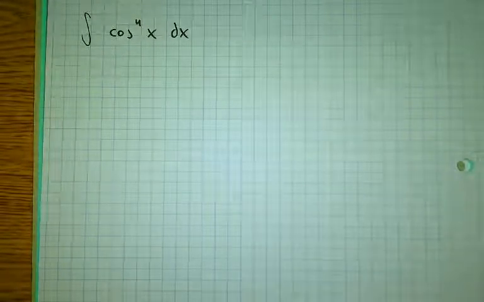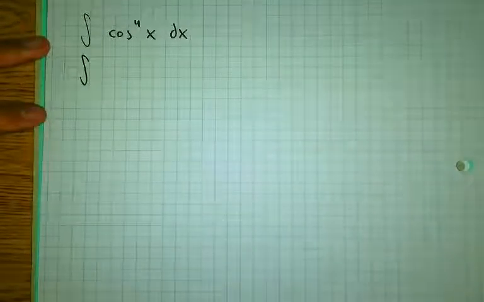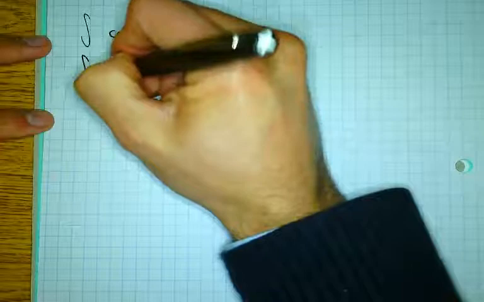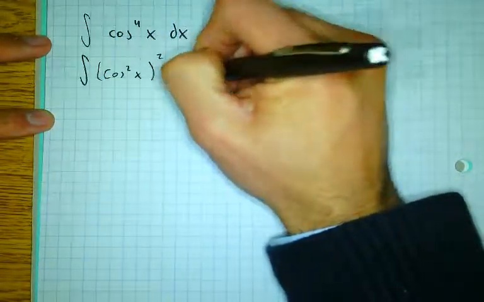First of all, what I would do if I were you is I would rewrite this in a manner that I had a cosine square. So in this case, that would be a cosine square x squared dx.